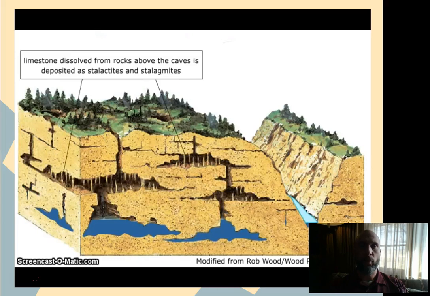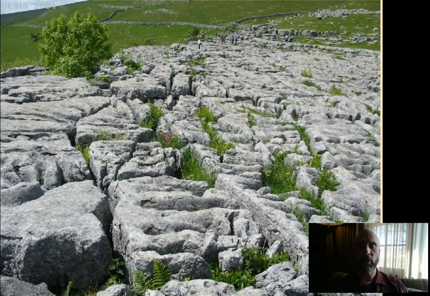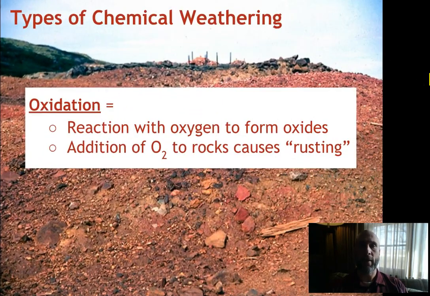Okay, and then we get the formation of caves and sinkholes as a result of that. Okay, so here's a picture showing that process up on the surface. Okay, so this is a slow chemical breakdown of the rock. Another type of chemical weathering is oxidation.